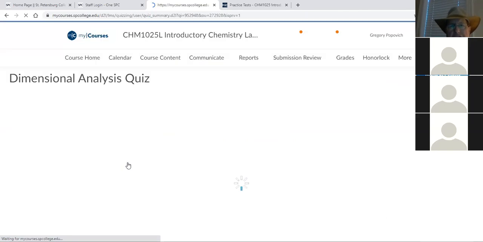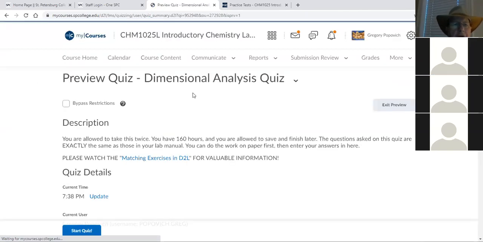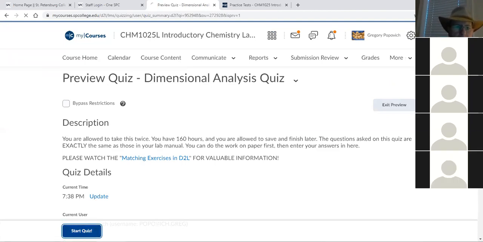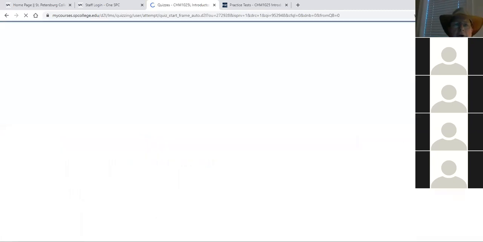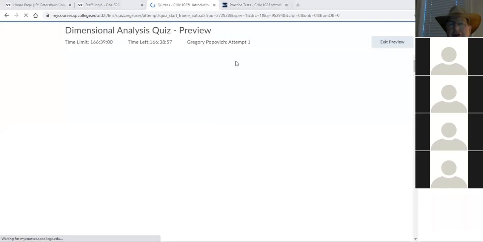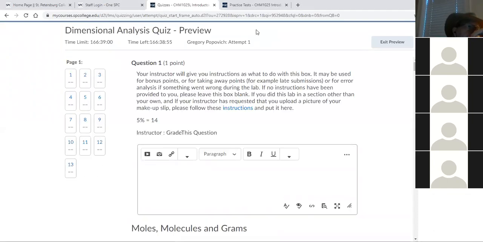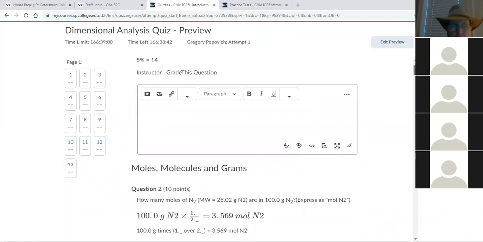Is everybody seeing the screen labeled Dimensional Analysis Quiz? Yes. Okay. Did anybody have problems with this the last time? I believe it was the mole lab that he did this. Did anybody have any real problems with it? Maybe I don't need to do this then.